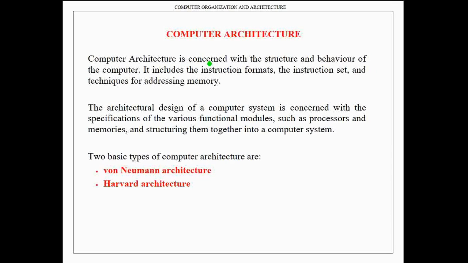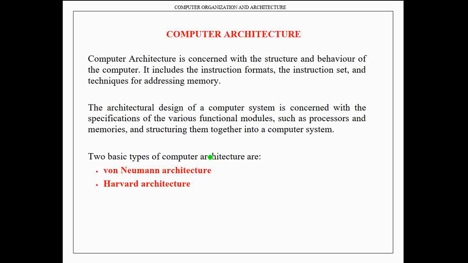Computer architecture is concerned with the structure and behavior of the computer. It includes the instruction formats, the instruction set and techniques for addressing memory. Actually, there are different types of instruction formats, instruction sets and addressing modes available. Their details we will discuss in the subsequent video. The architectural design of a computer system is concerned with the specification of the various functional modules such as processors and memories and structuring them together into a computer system.